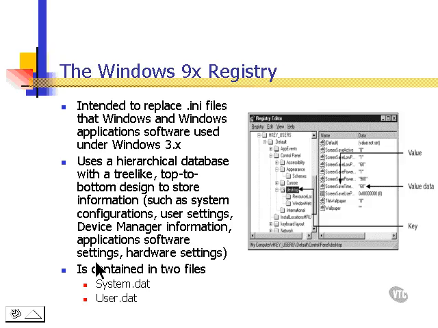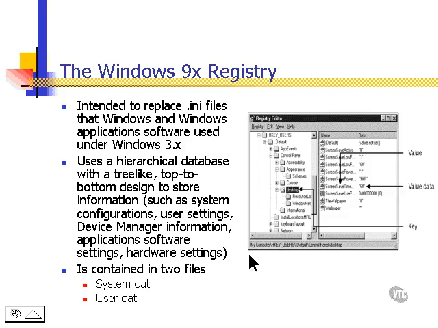The Windows 9X registry is intended to replace the .ini files that were used in Windows 3X, and it uses a hierarchical database with a tree-like top-to-bottom structure. It stores all of the configuration information like system configurations, user settings, device manager information, and all the hardware and software settings. This information is physically stored in two files, system.dat and user.dat.